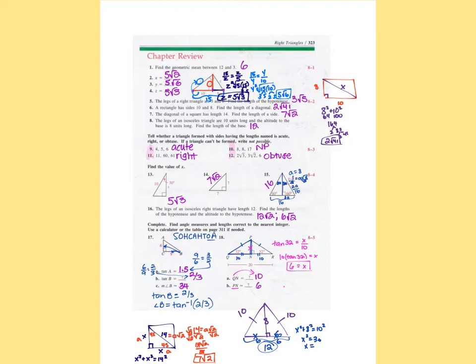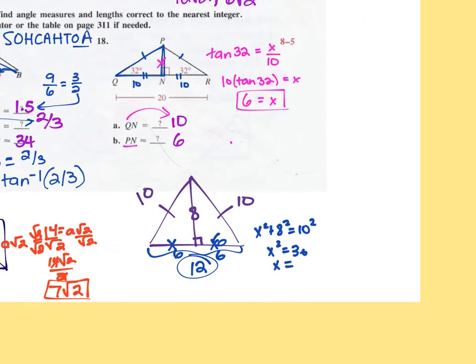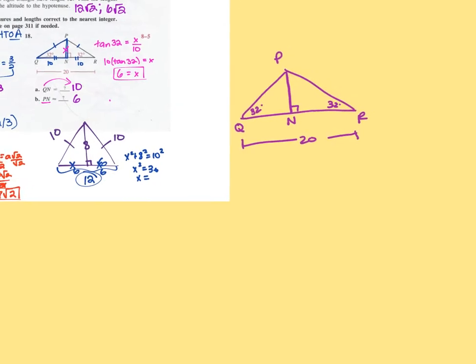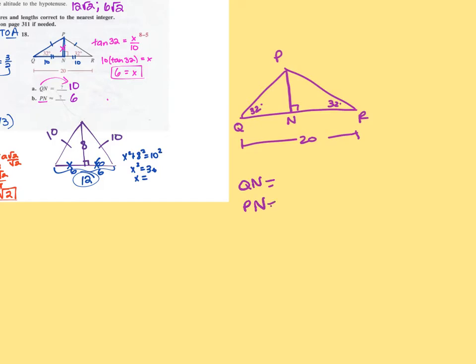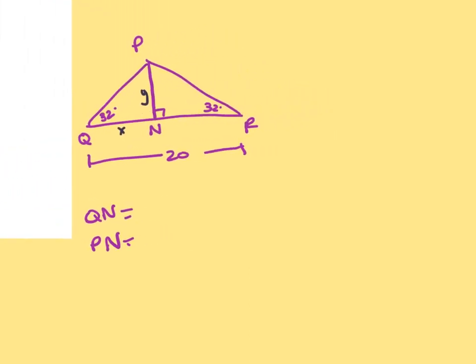Okay, and then the review, I had posted the answers, but I want to go through and see if you've got any questions on them. So any questions from the first page of the review? Number 18. Okay, so I'm actually going to redraw this. So it gave you this, and it wanted QN, and it wanted PN. I'm actually going to put an X and a Y on there. X, Y. All right, so you've got that this is an isosceles triangle because these are the same.